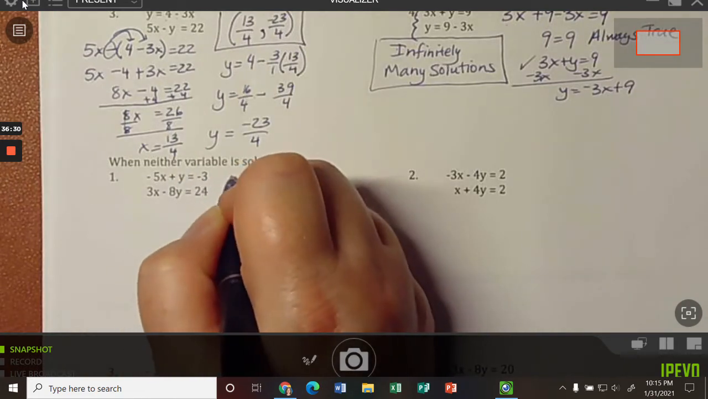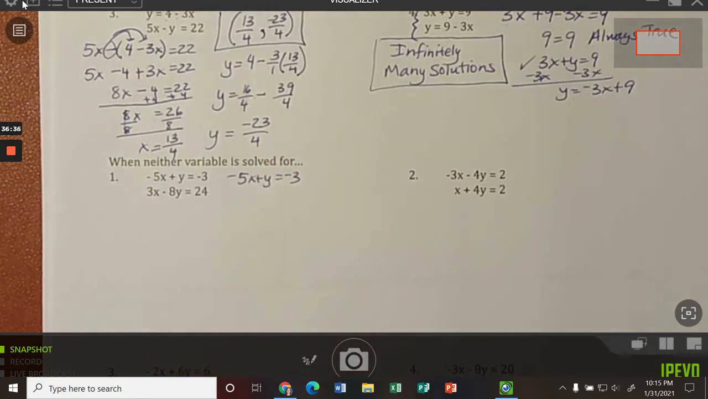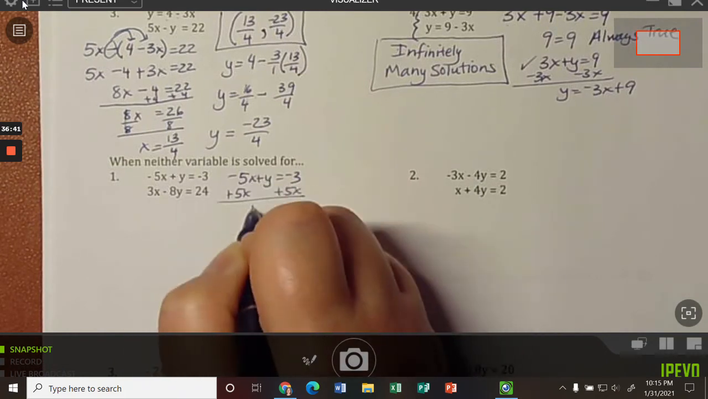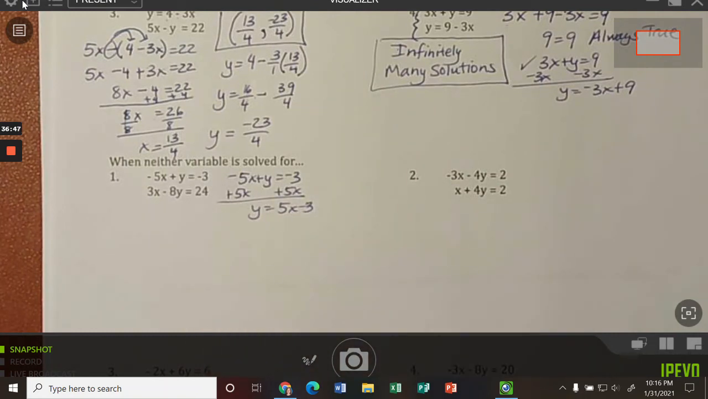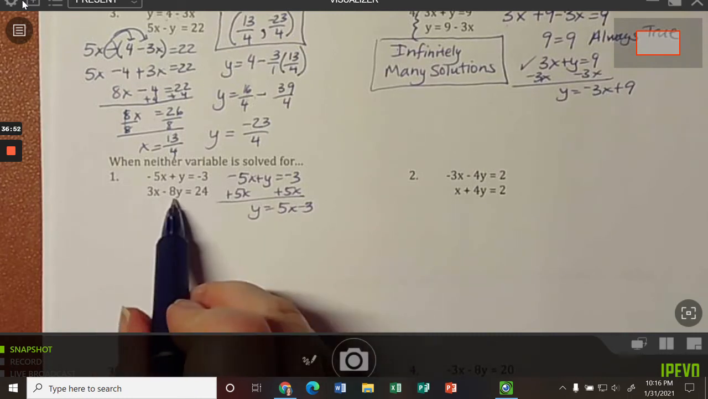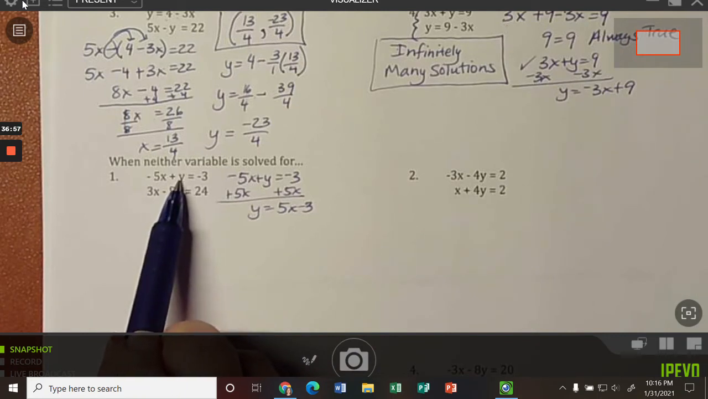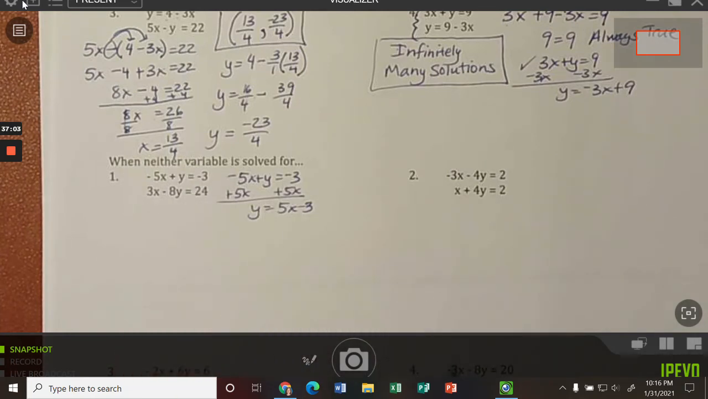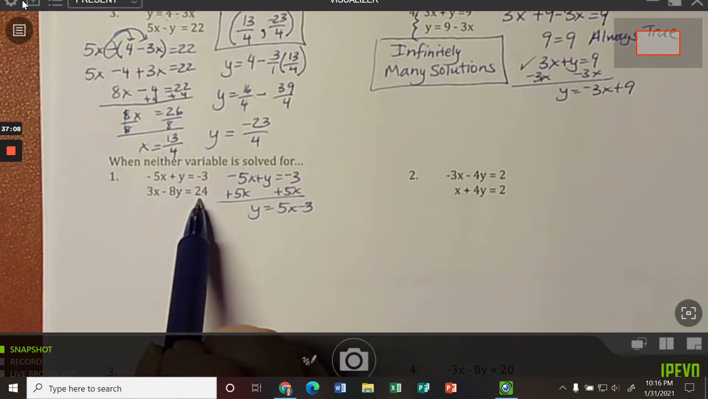So here's the equation. Negative 5x plus y equals negative 3. I'm going to add 5x to each side. And then it gives me y equals 5x minus 3. So that's my equation, y equals 5x minus 3. And then once I have that, I'm just going to substitute it into the other equation. And that's really important. So this is the equation that you rewrote. If you just plug it back into itself, you're going to end up with a true statement like negative 3 equals negative 3 or something like that.